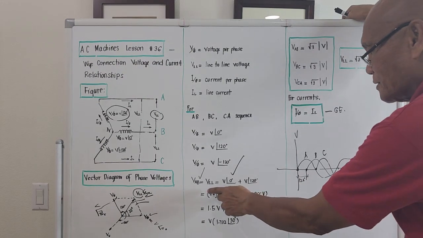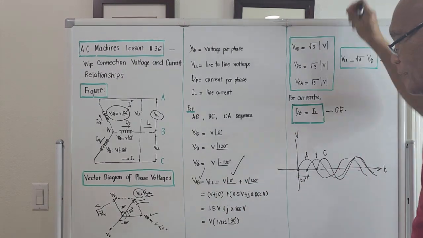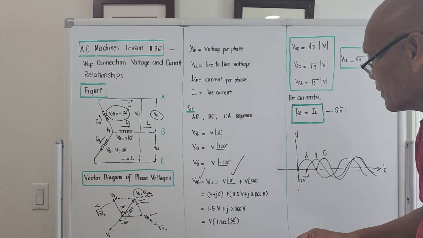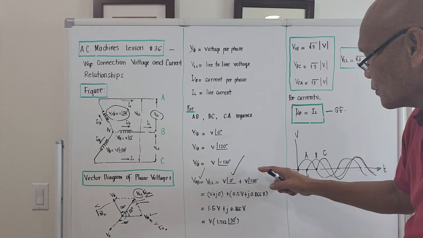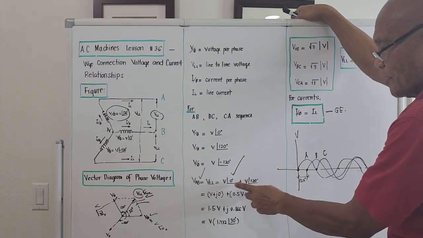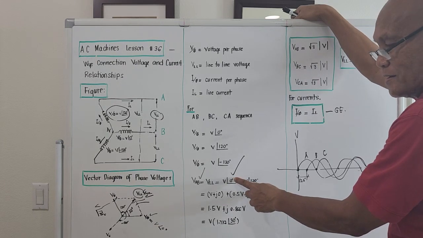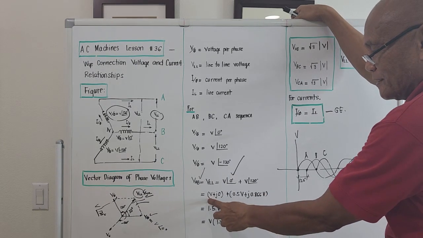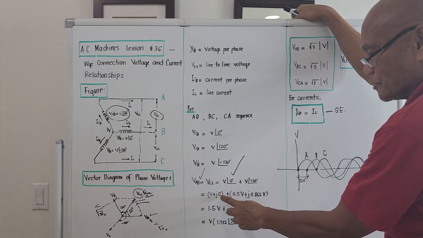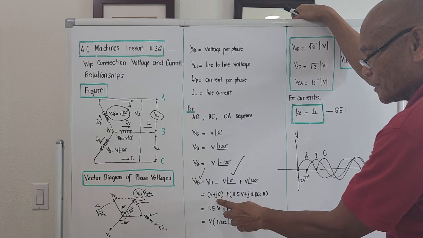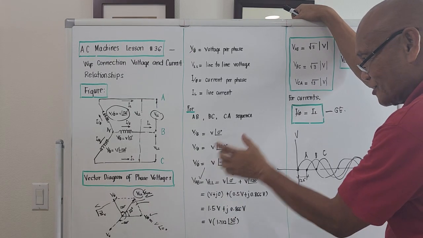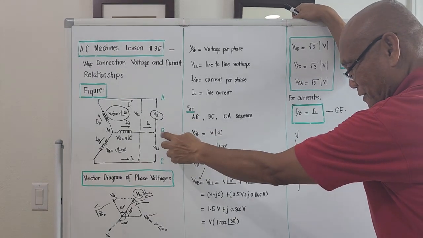So if we take the sum of this one now, this is polar, this is polar, so we'll convert this to rectangular. Cosine of 0 is 1. 1 times V will be V. Sine of 0 will be 0. 0 times V will be 0. So the imaginary part is plus j0 for the first one. It's a pure real part, the first voltage.